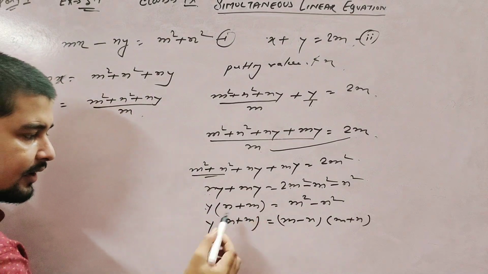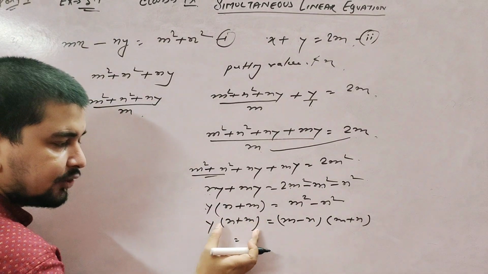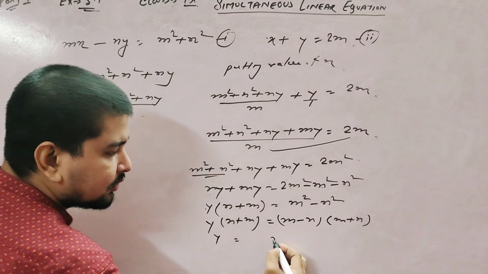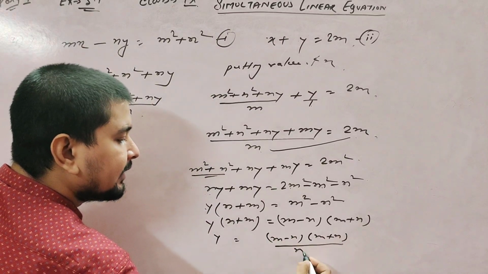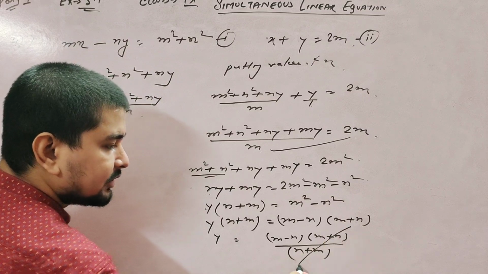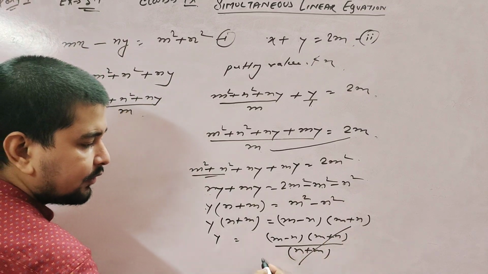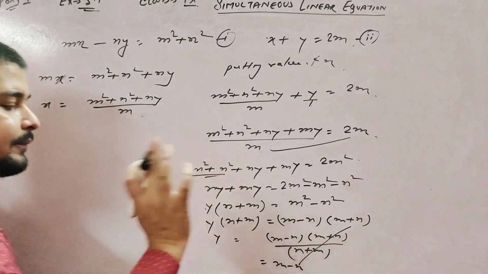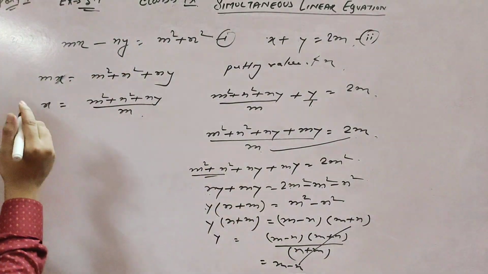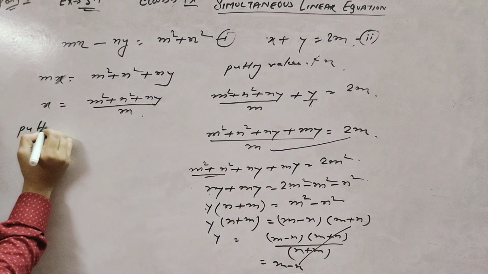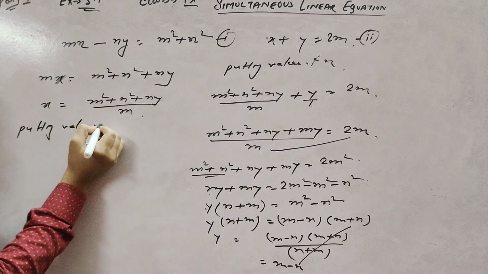You see y equals to, here there is a product, when this goes this side, that is division. So m minus n, m plus n by n plus m. So this portion we cut down, we get the value of y equals m minus n. Done. So the value of y equals m minus n. Now here just putting the value of y.